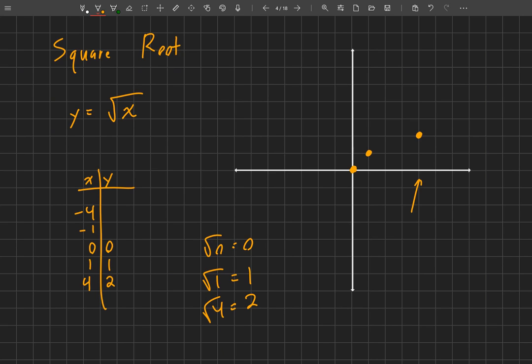Now let's look at what happens when I plug negative numbers in. Let's get rid of all this stuff. So the square root of negative 1. In other words, I'm asking what times itself gives me negative 1. Now, if you never really thought about that before, I highly suggest pausing this and coming up with a number. And then test it. Multiply it times itself and see if you get negative 1.